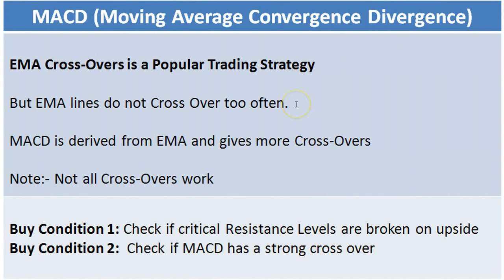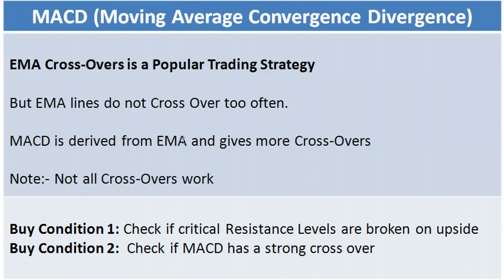Like I said, the EMA lines do not cross over too often. I'll show you examples of that later in this video. So MACD is a derived indicator from EMA. It just gives more crossovers than EMA gives you, so it gives you more indications on buy and sell signals.